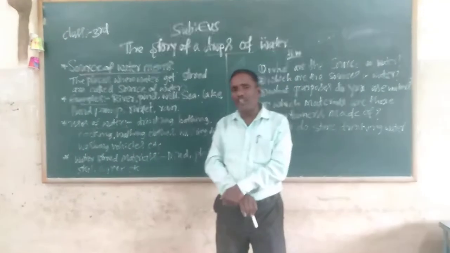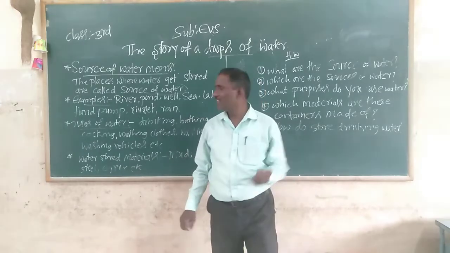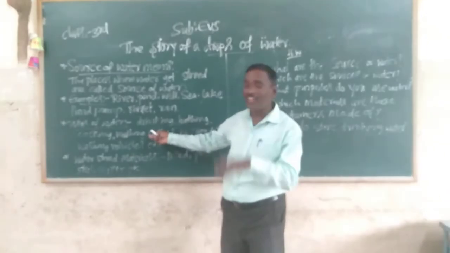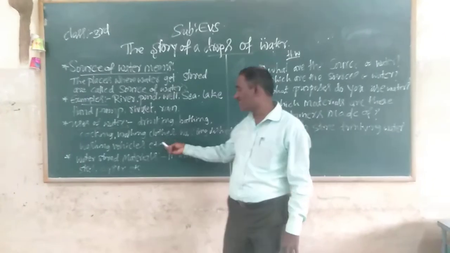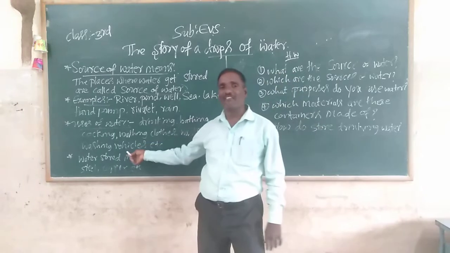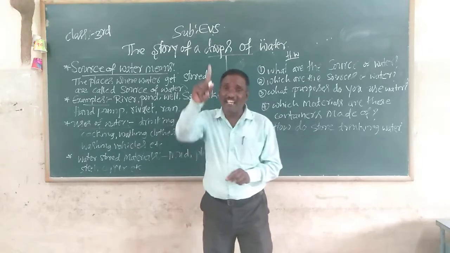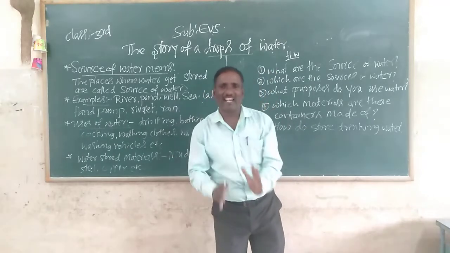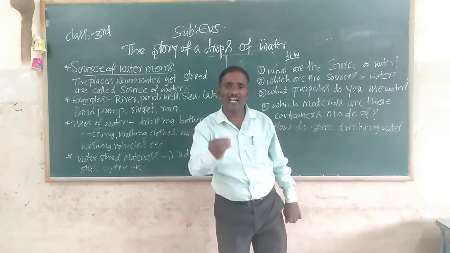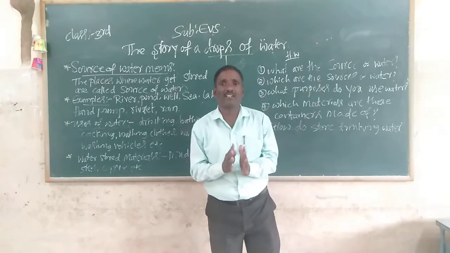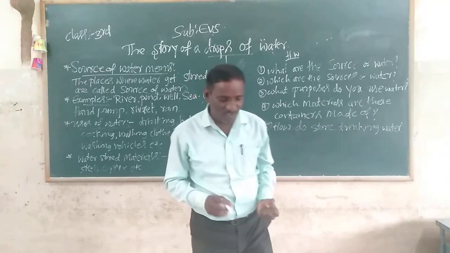Next, uses of water. For what purposes do people use water? Simple question. First, drinking purposes, bathing purposes, cooking purposes, washing clothes, washing dishes, washing vehicles, etc. Already said, we can live without food for one or two days, but we cannot live without water for one day. Water is very necessary for all living beings in our environment. It is a very, very important thing in our environment.